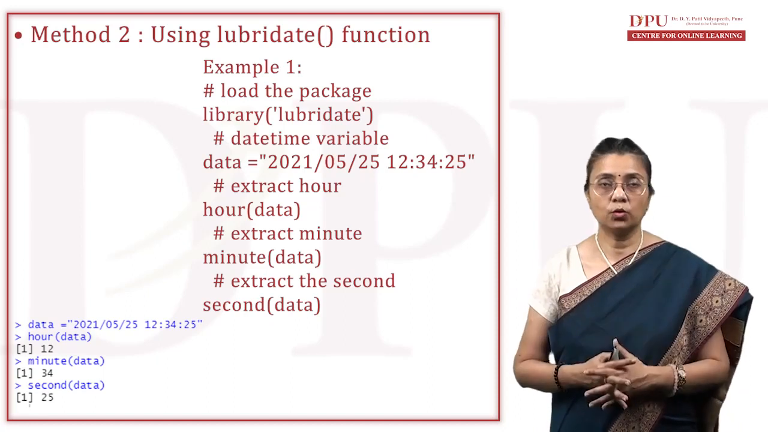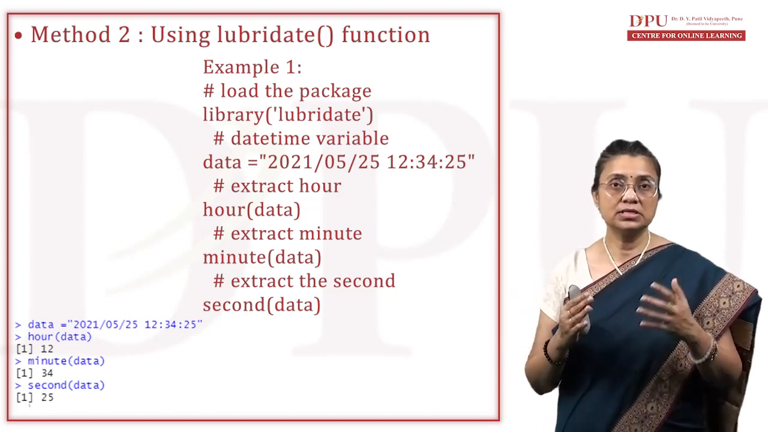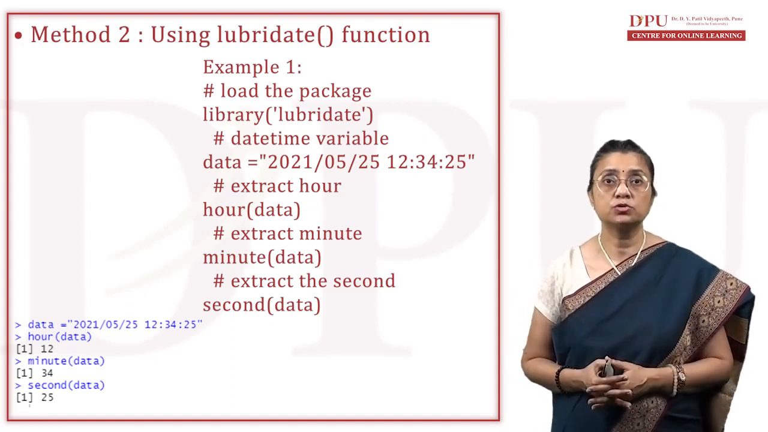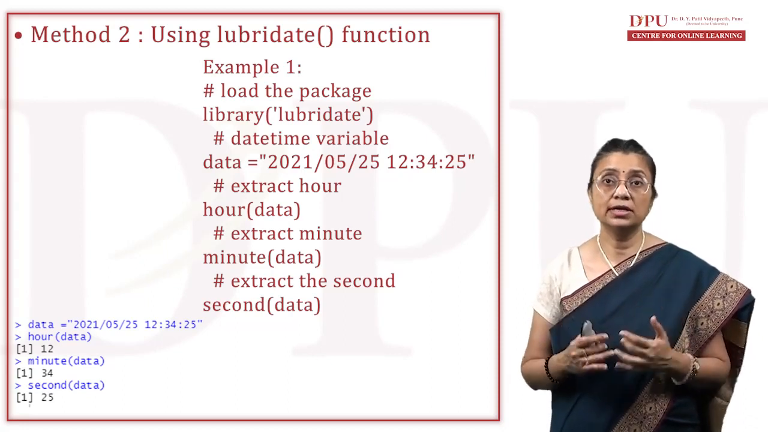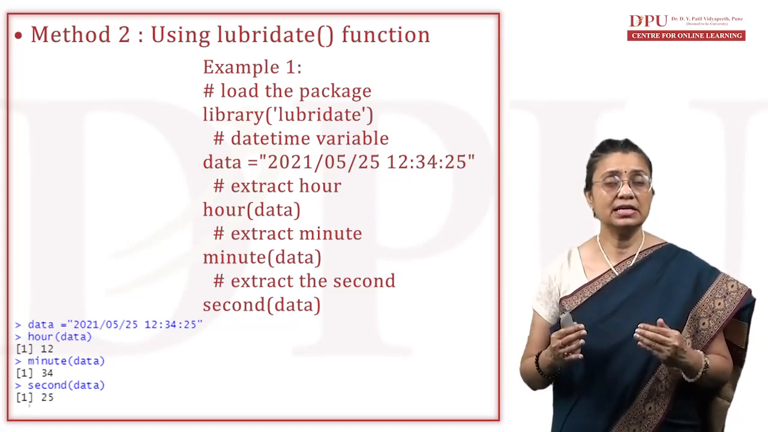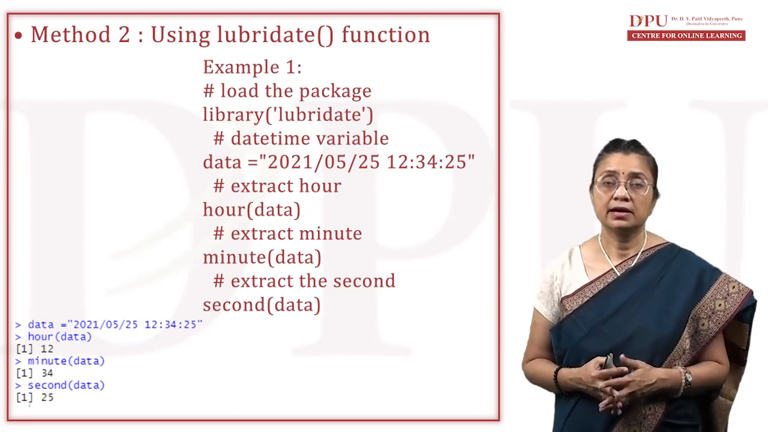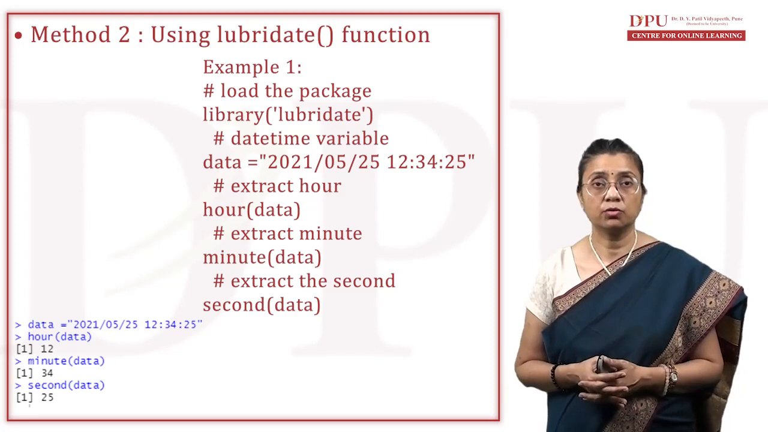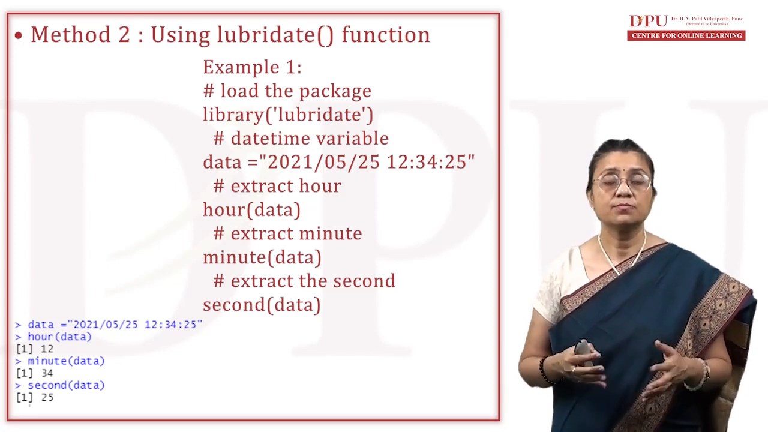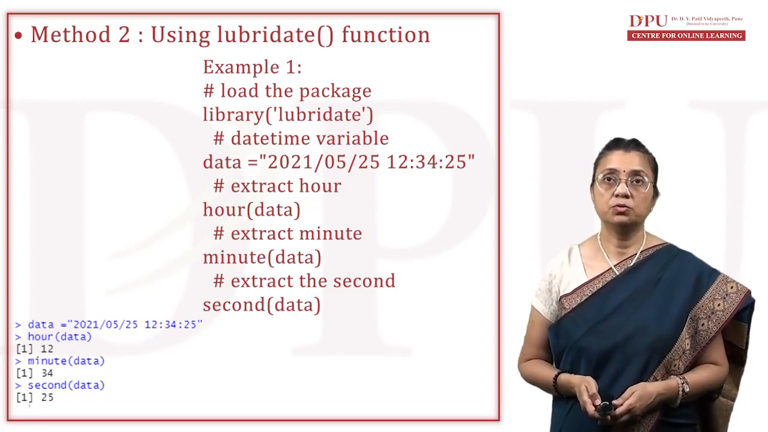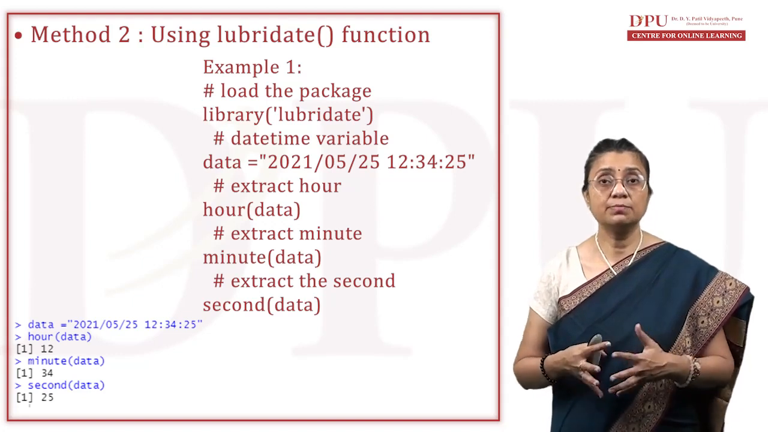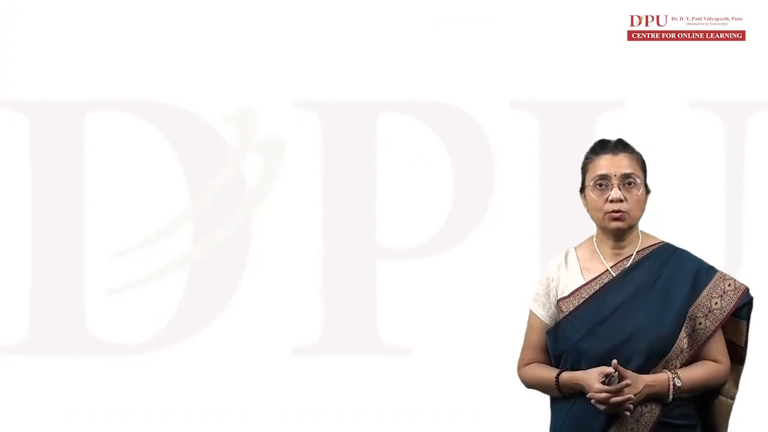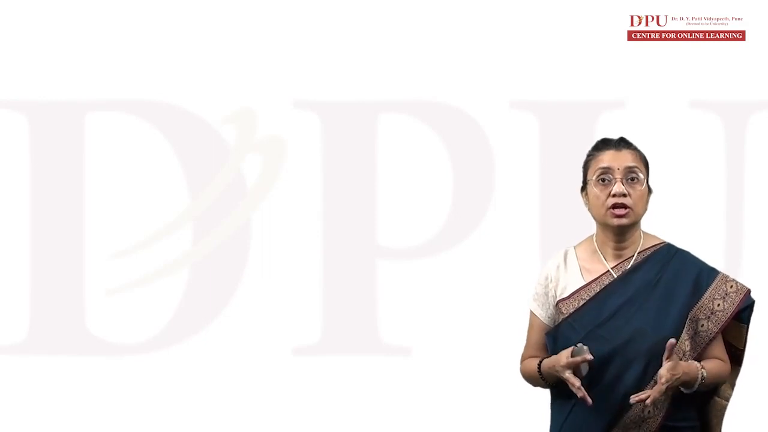So I have 3 variables, hours, minutes, and seconds, and I am calling all 3 functions. When I run this, you can see the output on the left hand side. Once I have loaded the package, I can easily call hour data, and the hour is 12. Minute data gives 34, and second data gives 25. So this is about the lubridate package, which is very powerful. The only thing we require is that we have to load the package lubridate.